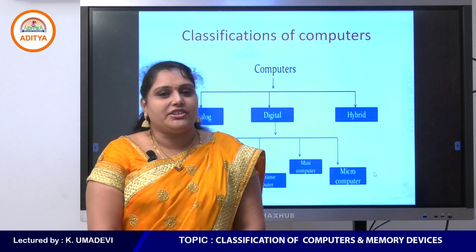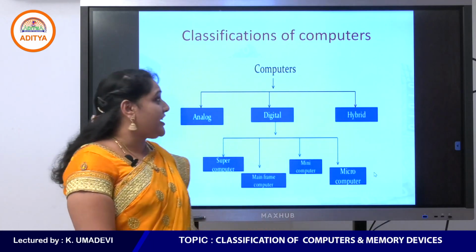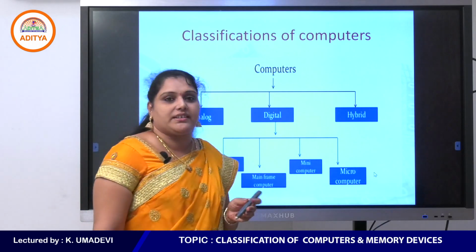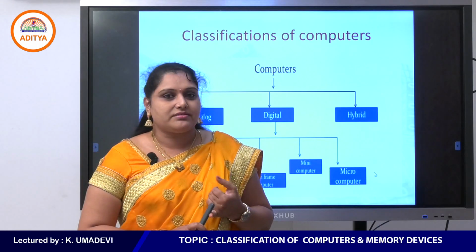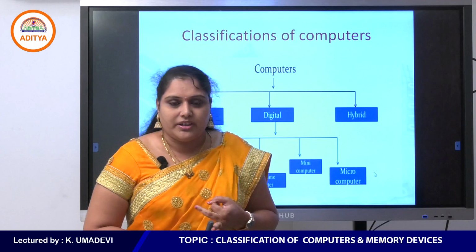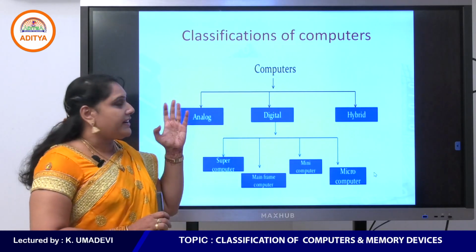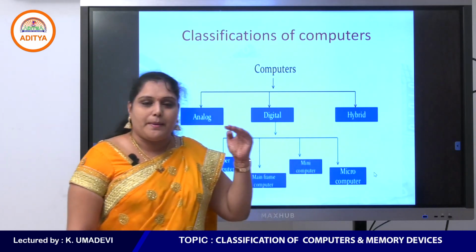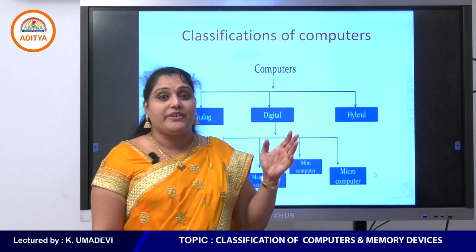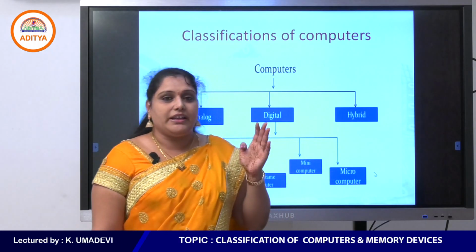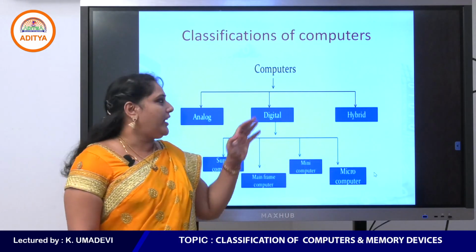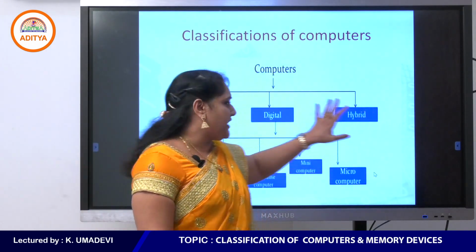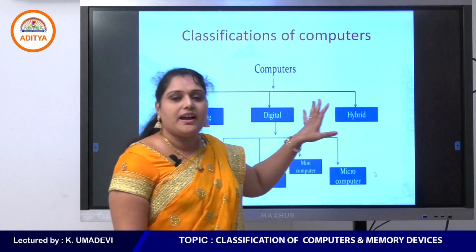Okay, so let's continue with yesterday's topic, that is classification of computers. Yesterday we already discussed some concepts like characteristics of computers and generations of computers, and next, classification of computers. That means the computers are classified into different types based on input and size. Computers are classified mainly into three types: analog, digital, hybrid.